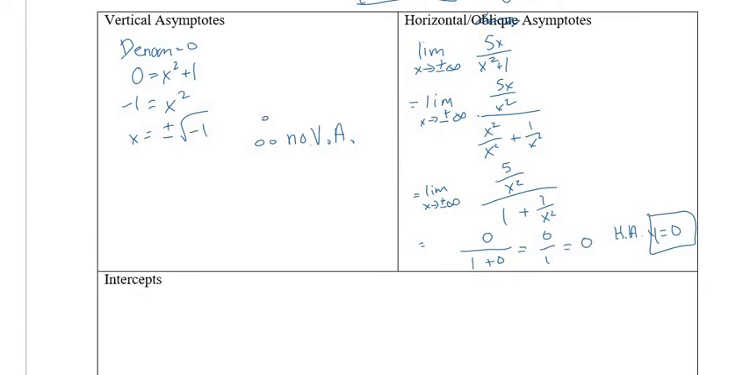So now we found the asymptotes: no vertical asymptote, but we're going to have a horizontal asymptote of y equals 0.